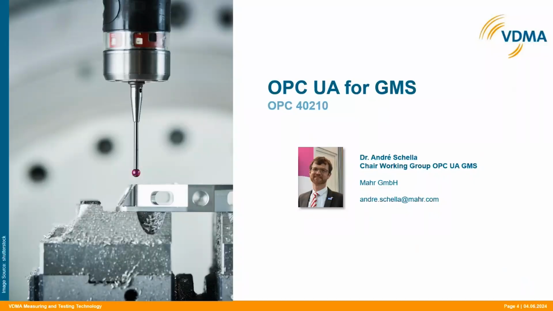I would like to go into the actual topic of today, OPC UA for geometrical measurement systems, or if you want to see the number, OPC 40,210. And I'm very happy that we have Dr. André Scheller as our expert today giving the presentation. He is the chair of this working group, OPC UA for GMS, and he will tell you now more exactly what a GMS is and what was done with this working group and what you can expect to find in regard to OPC UA for GMS. So, André Scheller, welcome, and the stage is yours.